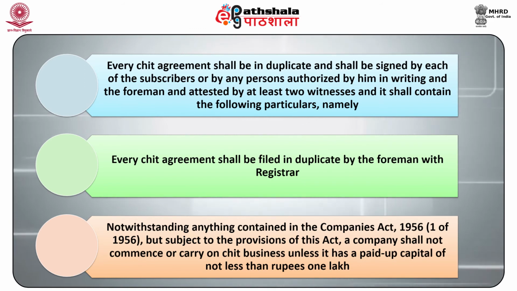Fifth, notwithstanding anything contained in the Companies Act 1956, but subject to the provisions of this act, a company shall not commence or carry on chit business unless it has a paid up capital of not less than rupees 1 lakh. Sixth, every foreman shall, after all the tickets specified in the chit agreement are fully subscribed, file a declaration to that effect with the registrar to get the certificate of commencement. Seventh, no foreman other than a firm or other association of individuals or company or cooperative society shall commence or conduct chits, the aggregate chit amount of which at any time exceeds 25,000 rupees.